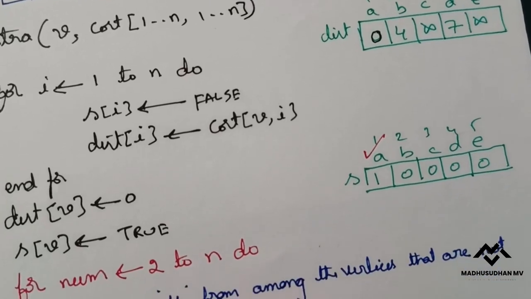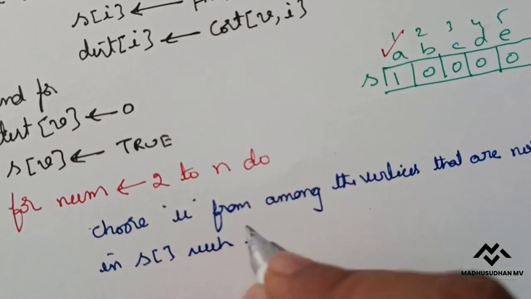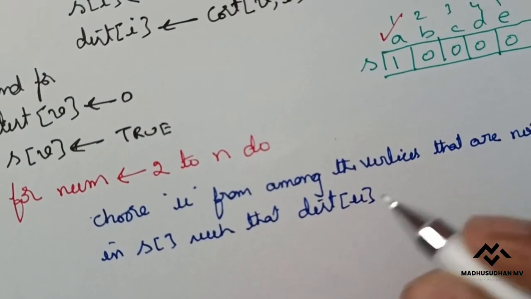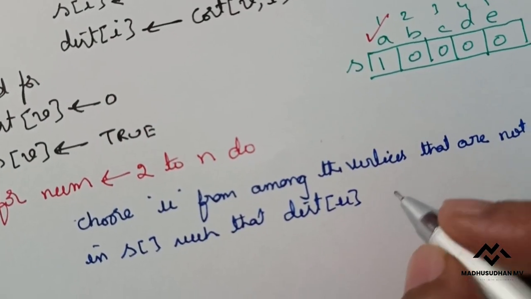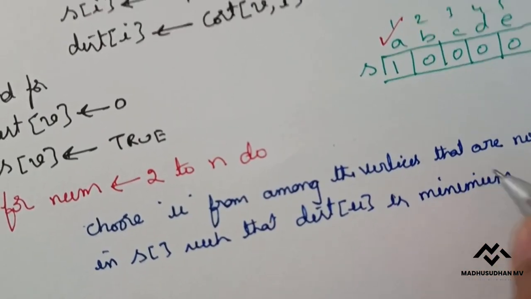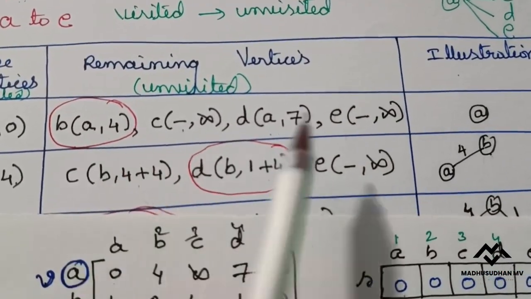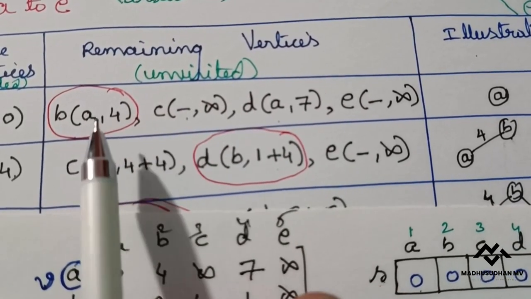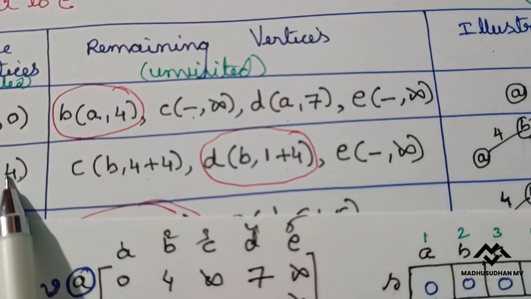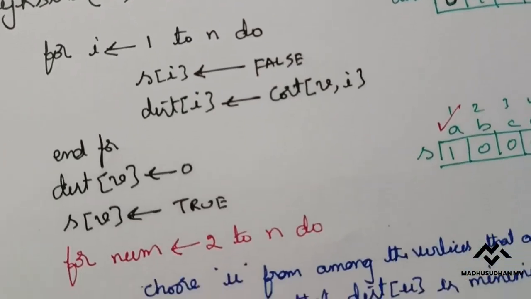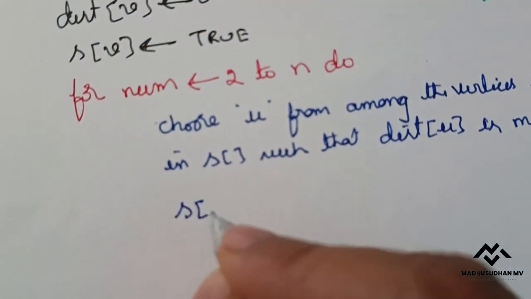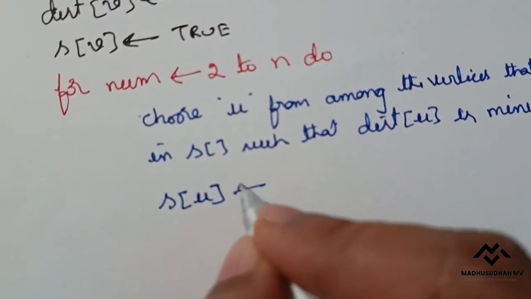Okay, such that what? Such that the distance to that U should be minimum. That's what we selected here. We selected one vertex among the unvisited vertices which is minimum. Distance of that is minimum: 4, infinity, 7, infinity, 4 is minimum. That we selected. So once I selected that, I made that vertex as what? S of U, I made it true.